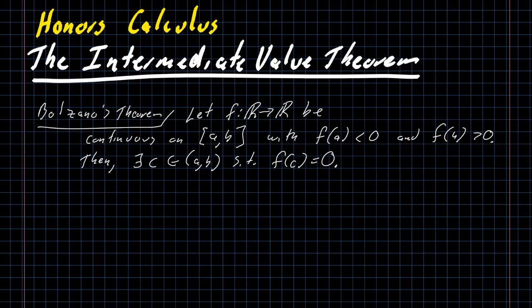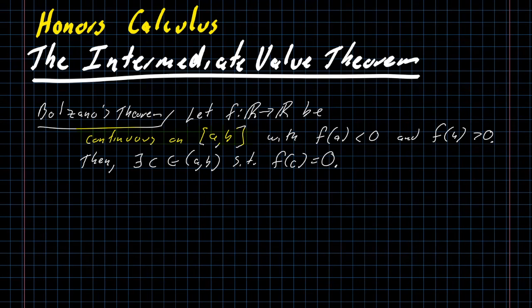Consider a function f, which is continuous on the closed interval from a to b. f of a is less than 0, f of b is greater than 0. Bolzano's theorem claims that there exists a value c somewhere in that interval such that f of c is actually equal to 0.